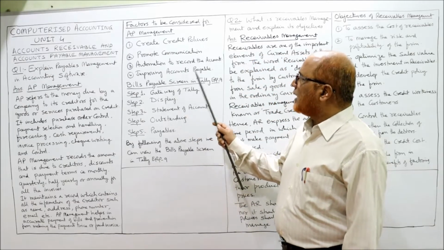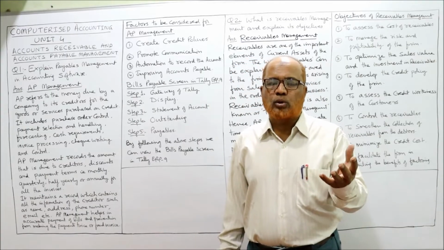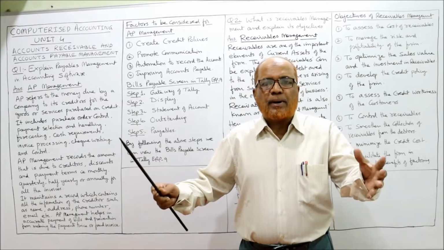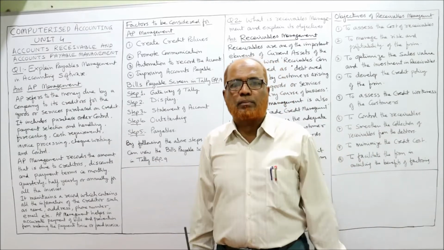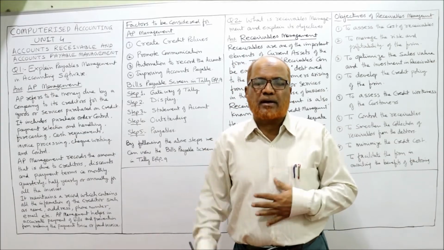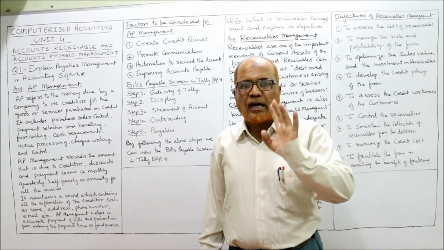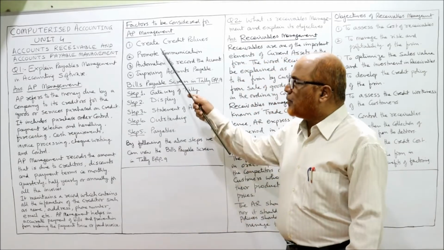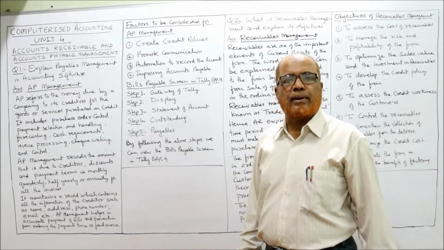And improving accounts payable. That means the quality of accounts payable should be good. That means any supplier should be ready to come forward and supply the goods to our business. That means we should have good relations with the supplier. The relations will be good when we make the payment on time. That's all. So these are the points to be considered for managing the accounts payable.